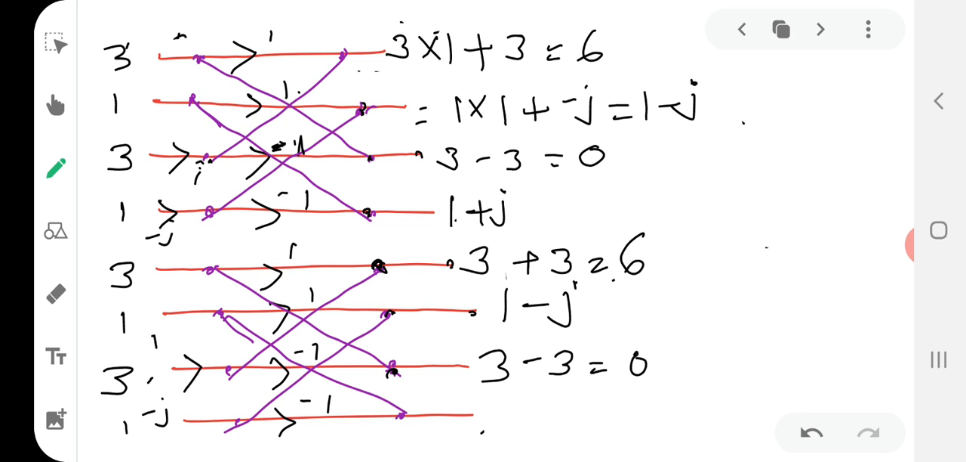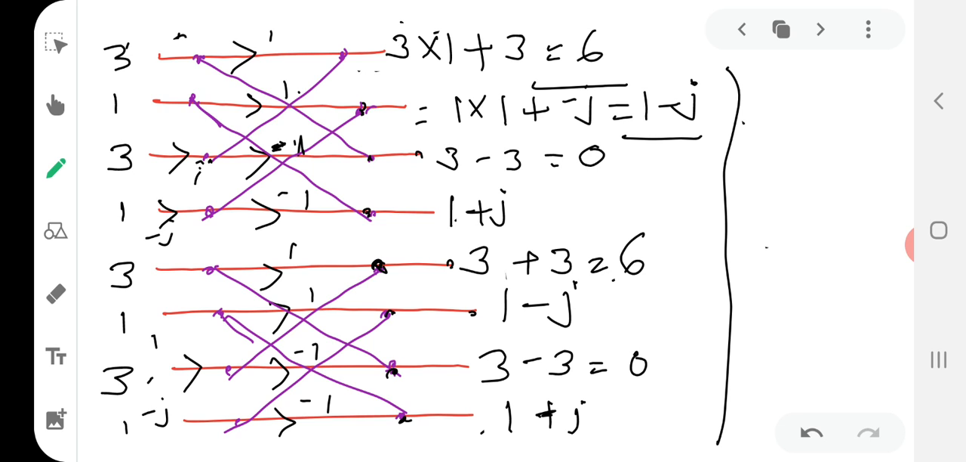And at this point, what are the points? 1 is 1, and the second point is minus j into minus 1, that is plus j, so 1 plus j. Okay, these are the points we are getting from the second stage. Okay, 6, then 1 minus j, 0, 1 plus j, 6, 1 minus j, 0, 1 plus j. Okay, these are the points we are getting from the second step. Okay, now next step, in the next step we have to consider the third stage.